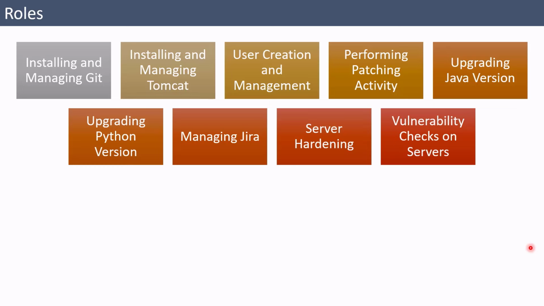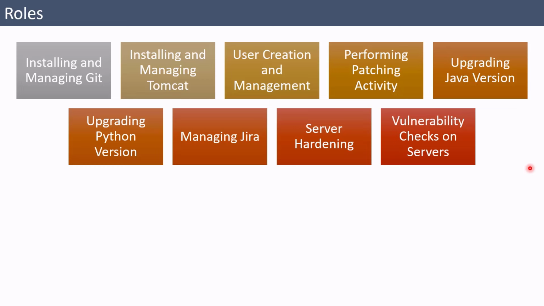Let's say we are a system administrator and we are responsible for writing Ansible playbooks for managing Git, managing probably Tomcat, user creation and management, and then performing patching activity, software upgrades like Java, Python, and then managing a Jira instance, probably doing some sort of server hardening, and also performing some sort of vulnerability checks on the servers.